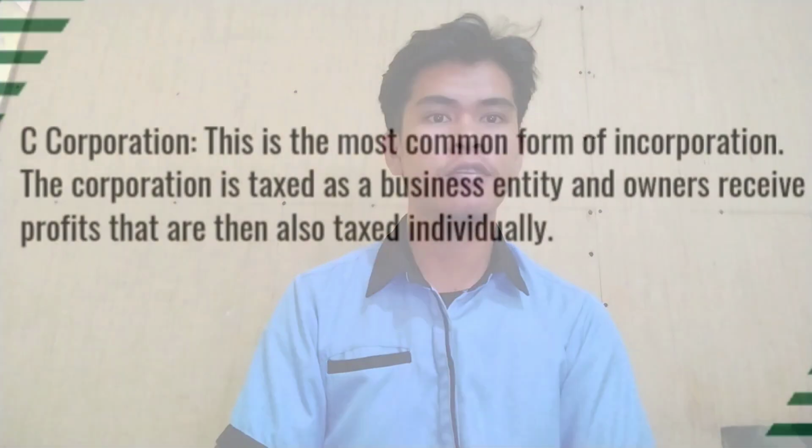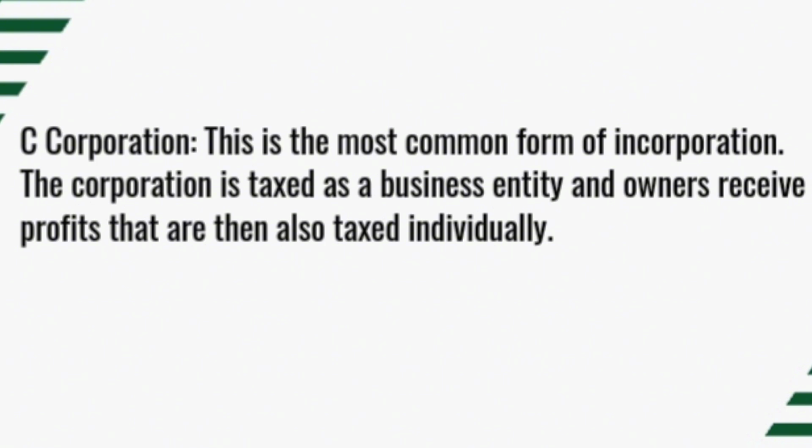There are three main types of corporation. First is the C corporation. This is the most common form of incorporation. The corporation is taxed as a business entity, and owners receive profits that are then also taxed individually. The focus of a C corporation is primarily on maximizing profits for shareholders.